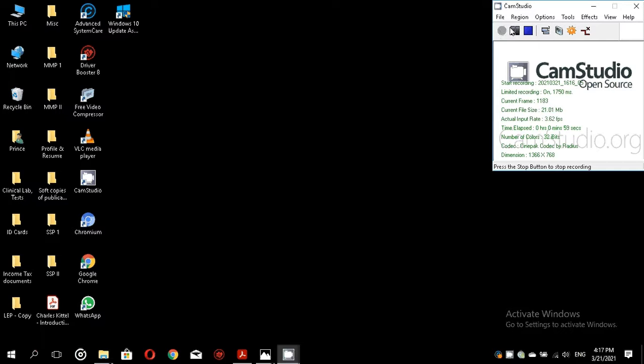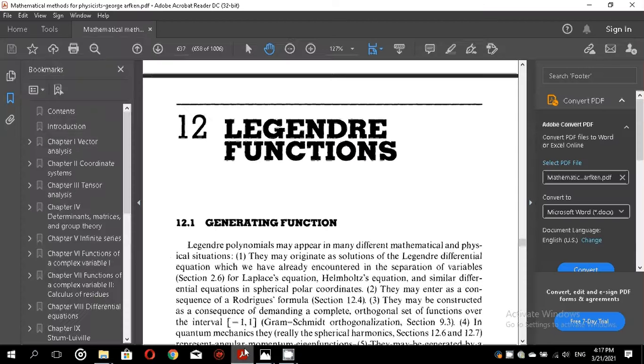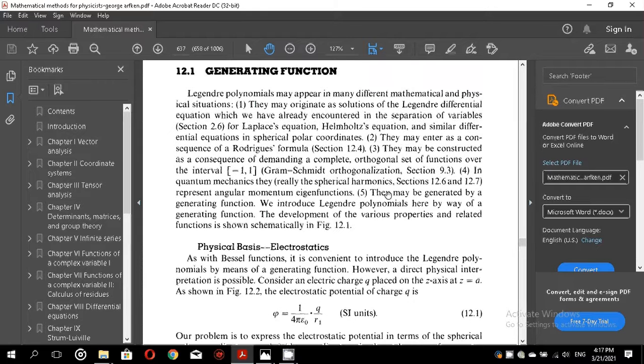Okay, now this is chapter number 12, Legendre functions. Legendre polynomials may appear in many different mathematical and physical situations. They may originate as solutions of the Legendre differential equations, which we have already encountered in the separation of variables.